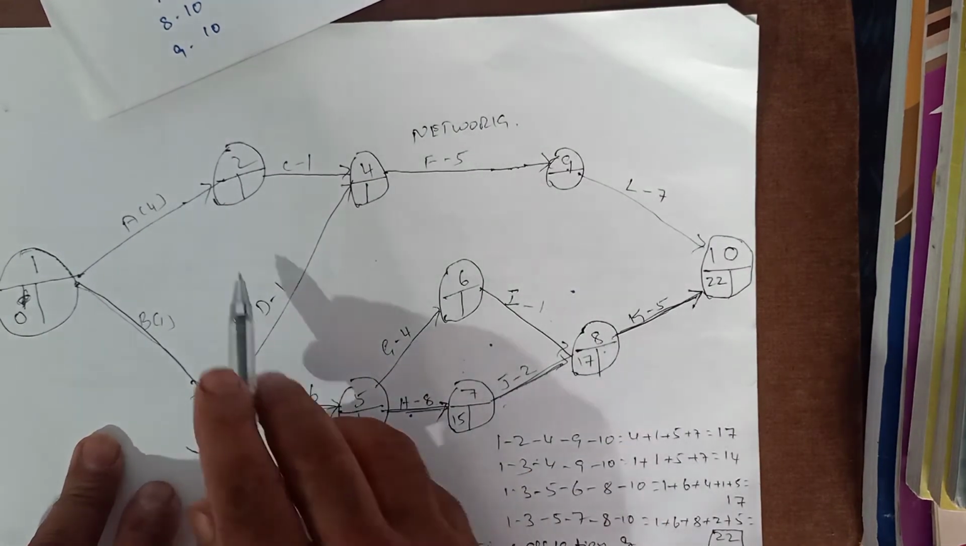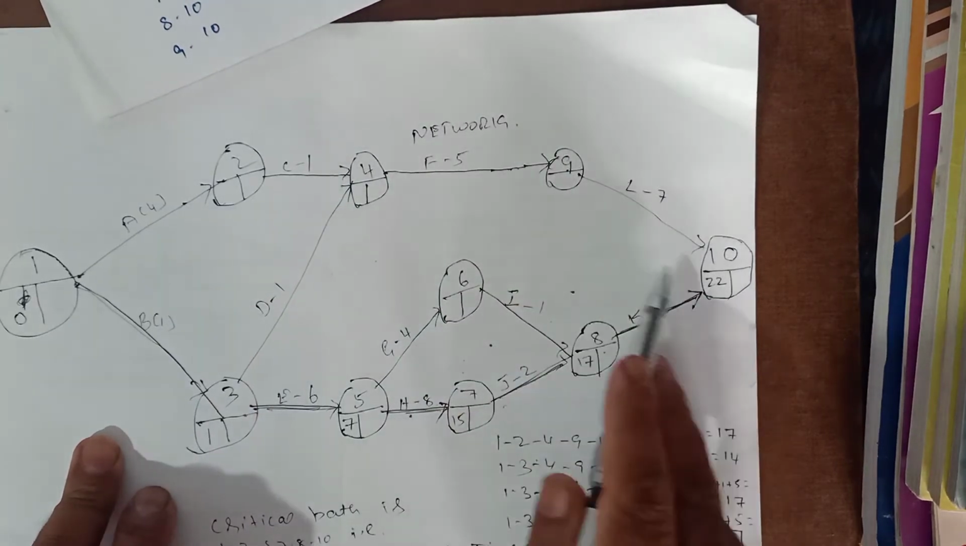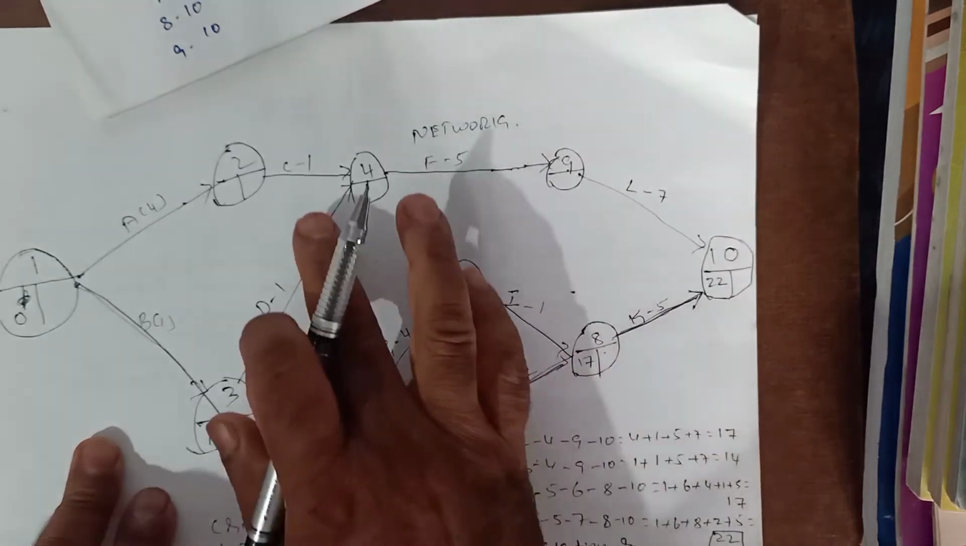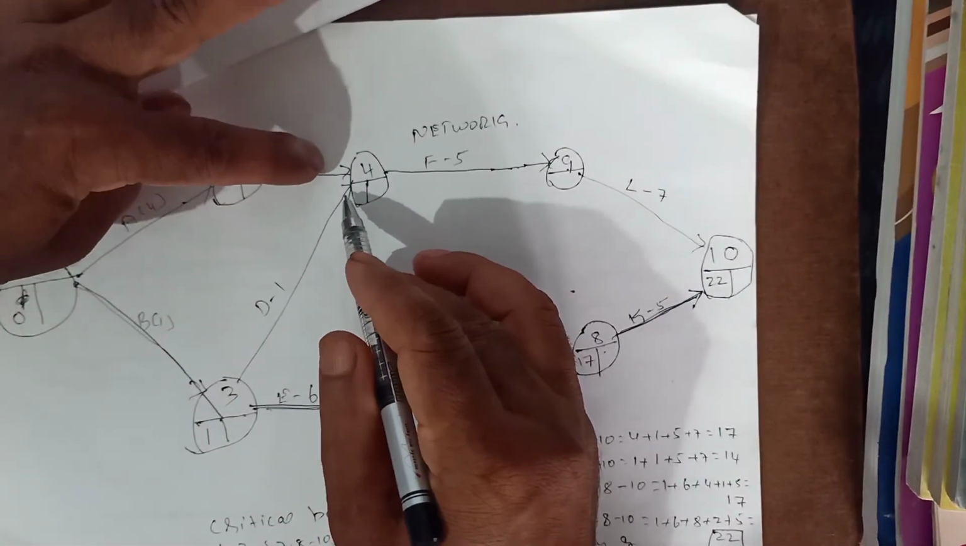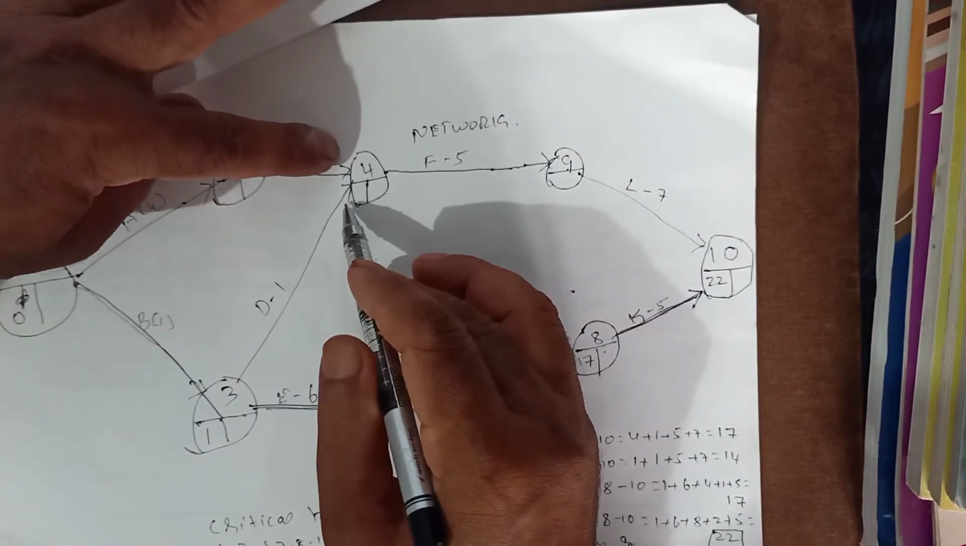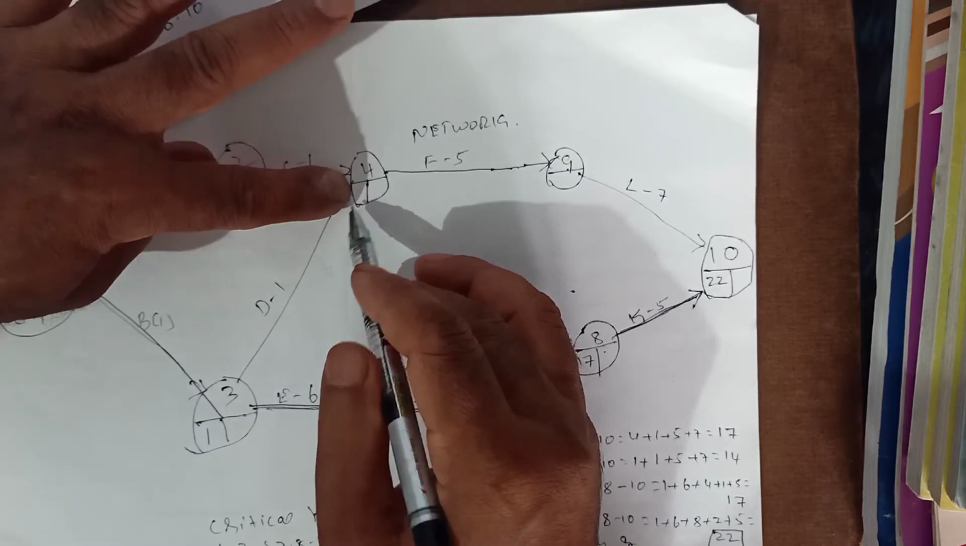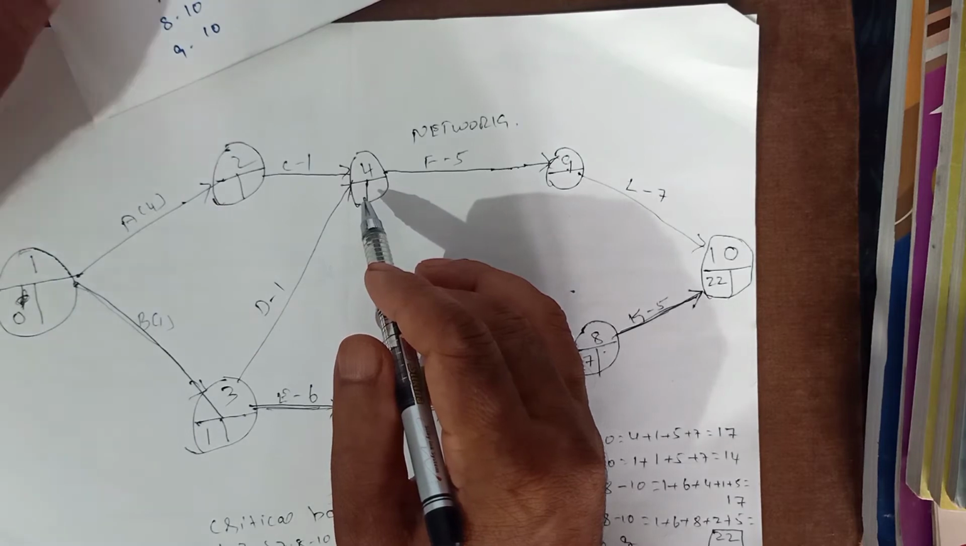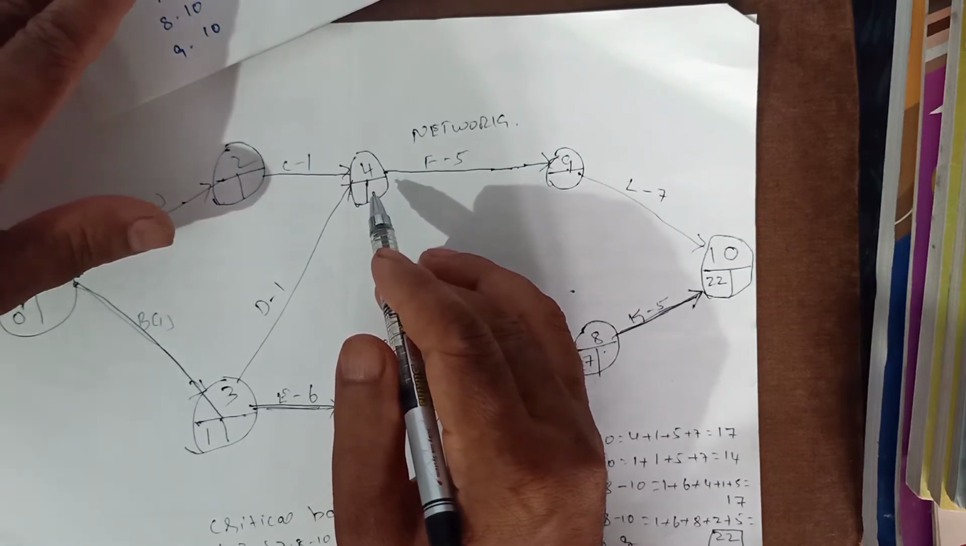So okay, let us calculate the earliest start time of other activities also. While calculating the earliest start time of other activities, if there is a merge event of 2 events, in this case we have to take the longest one. We have to take the longest one. Okay.